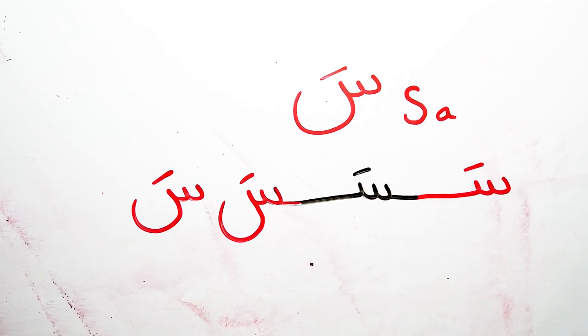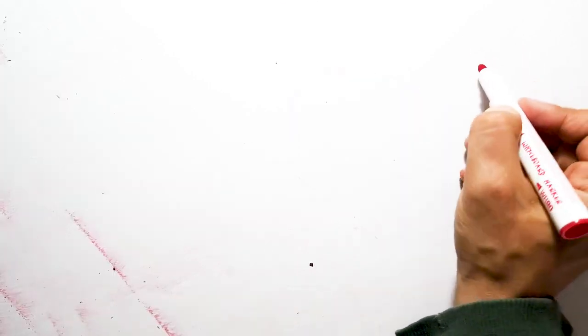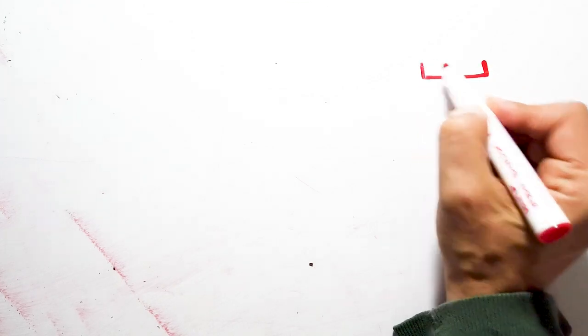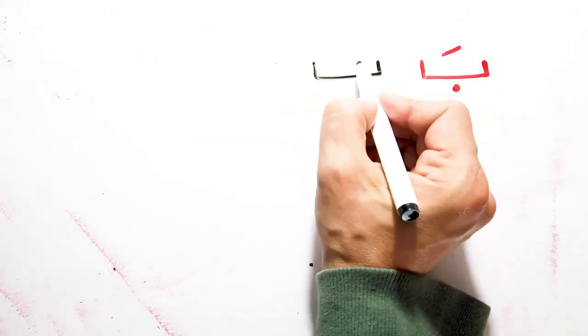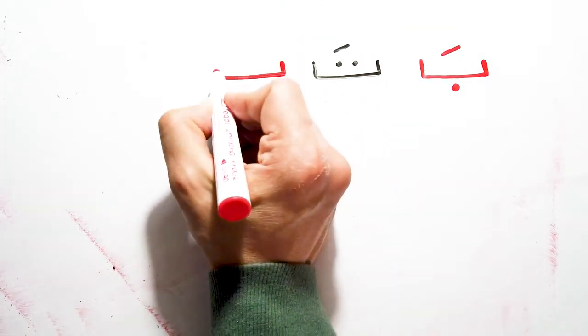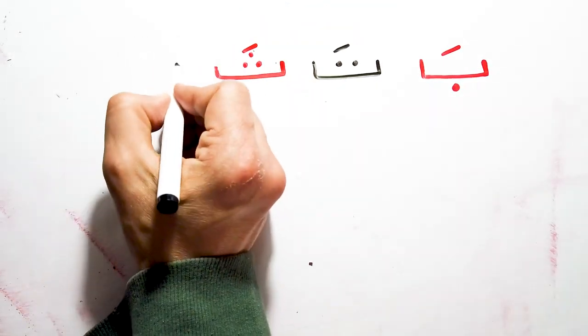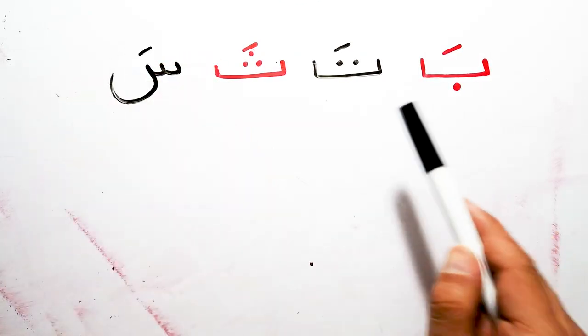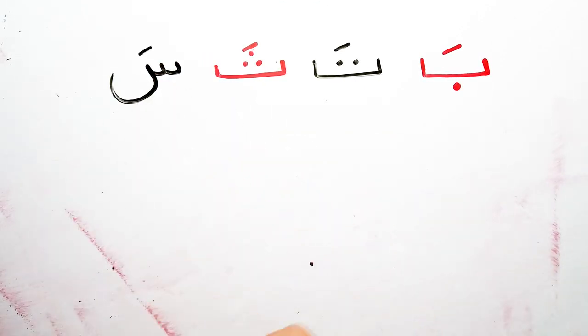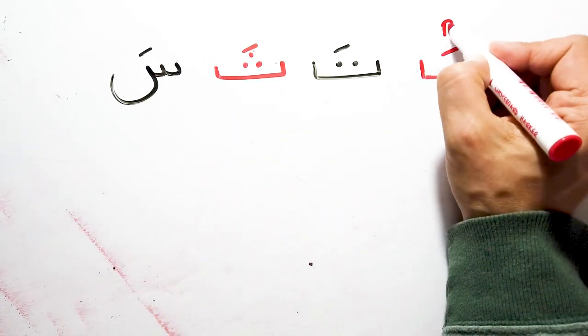Now let's do something crazy. We've learned it together today, this letter, ba. Do you remember? We have ta. We have tha. And we have sa. 4 letters, right? Ba, ta, tha, sa. Let's write in English on the top of each one the sound.